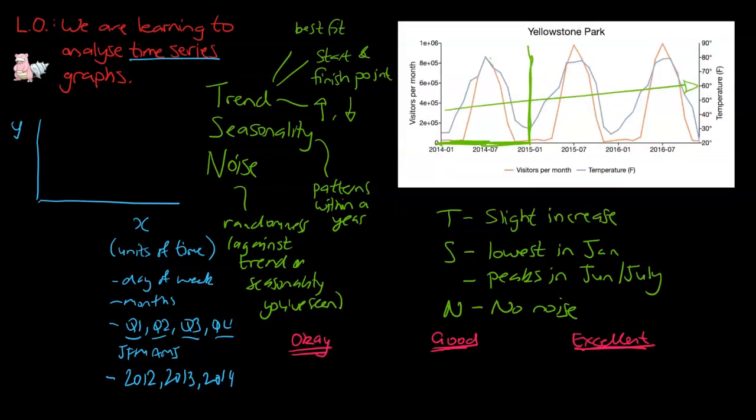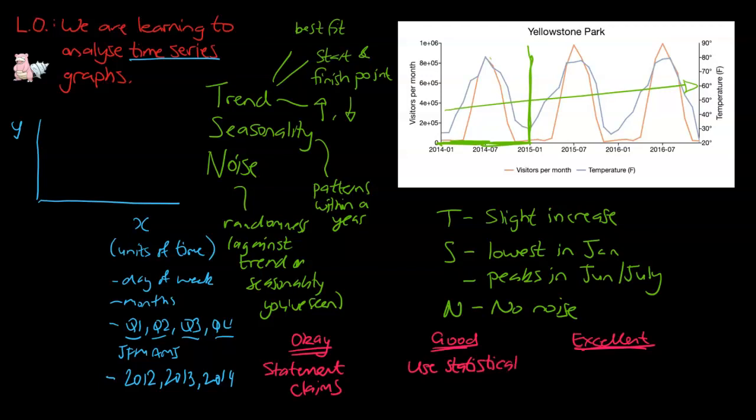Last thing I want to talk about for this video is, well, what differentiates an okay answer, a good answer, and an excellent answer? So an okay answer, that will include statistical claims. So for example, I see the Yellowstone National Park number of visitors per month has increased. So that's the claim. A good answer, or a better answer, it will use statistical evidence.